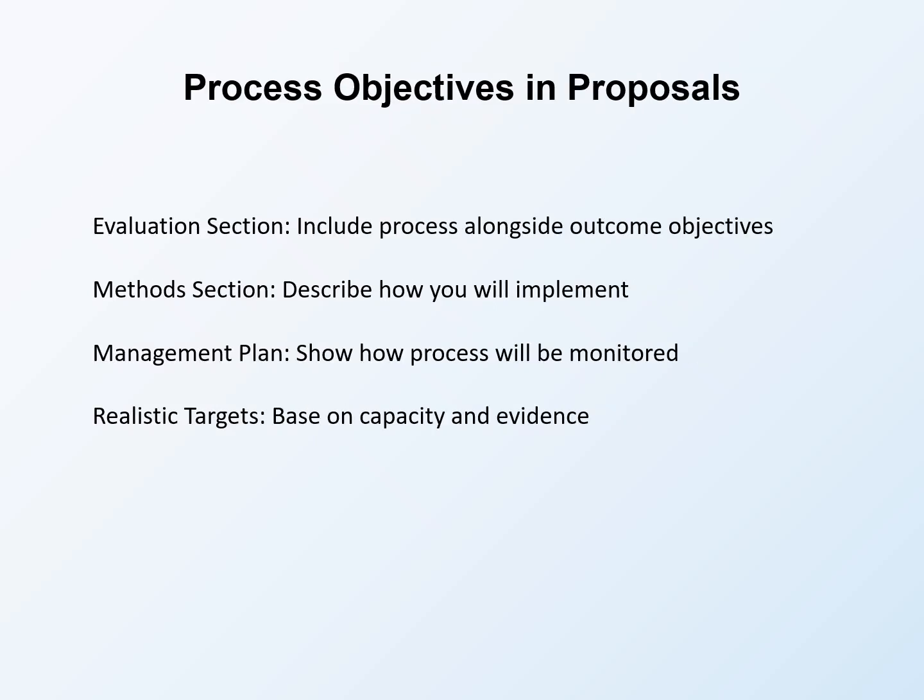Process objectives appear in several proposal sections. The evaluation section includes process alongside outcome objectives. Your evaluation plan should specify how you will measure both implementation and results. The methods section describes how you will implement. Process objectives operationalize your methods. They make your approach concrete and measurable. The management plan shows how process will be monitored. Who tracks implementation? How often? What triggers adjustment? Management includes process oversight.